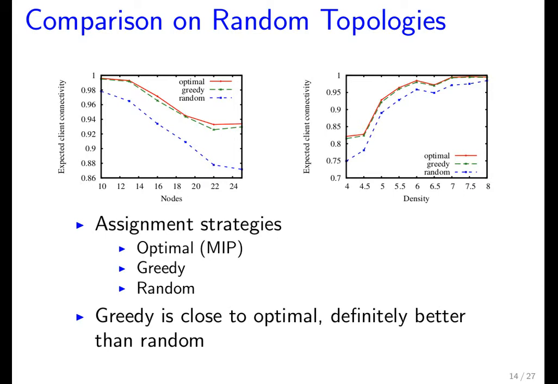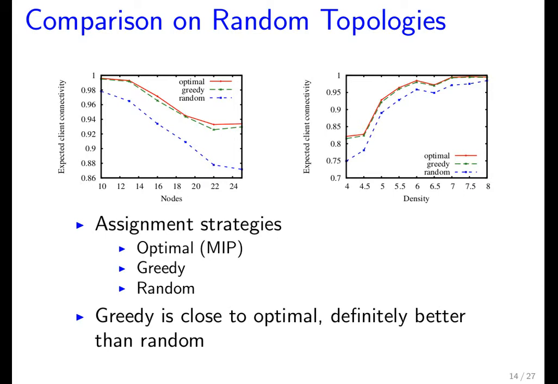We looked at 3 assignment strategies. We tried the optimal assignment, which is the one from the mixed integer program, the greedy assignment, the one I just went over, and also random assignment. So random is like a baseline. And we want to make sure that greedy is performing close to optimal and definitely better than random, so that greedy is actually doing something good.